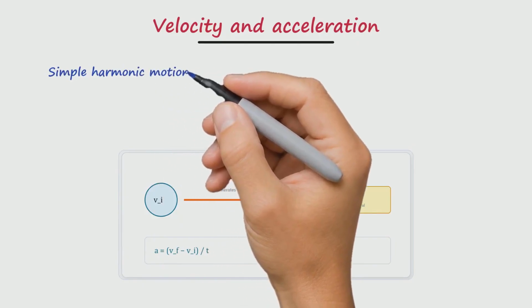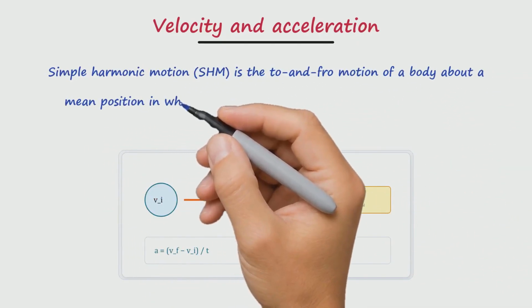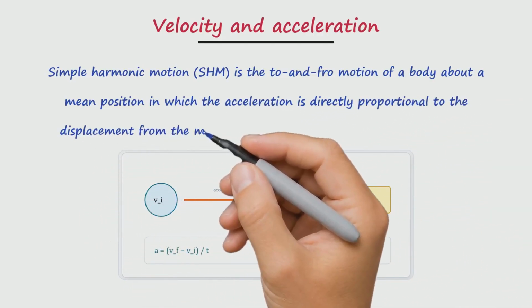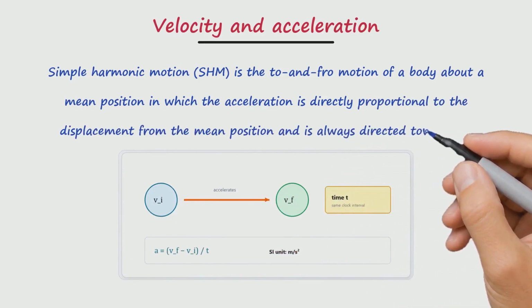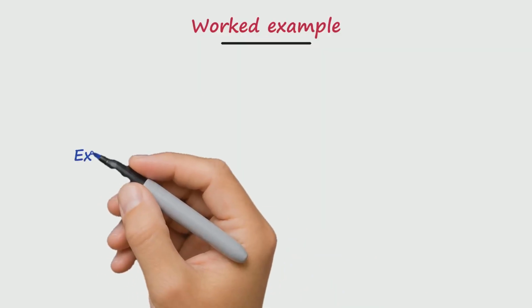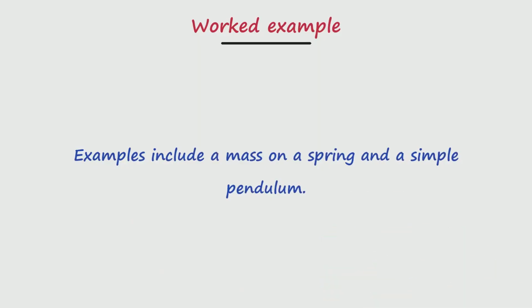Simple harmonic motion, SHM, is the to-and-fro motion of a body about a mean position in which the acceleration is directly proportional to the displacement from the mean position and is always directed towards it. See how the arrow for velocity can change length or direction. Acceleration is that rate of change, so you can accelerate even while slowing down or while turning at constant speed. Examples include a mass on a spring and a simple pendulum.